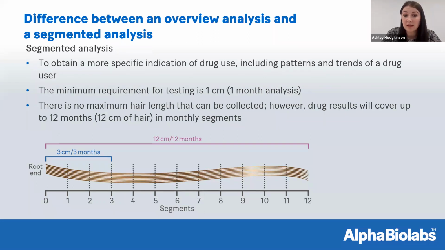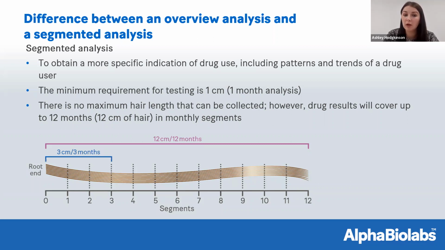So this is what a segmented test looks like. We've used the same graph so that hopefully this makes sense compared to the previous slide. So here is a hair sample measuring 12 centimeters, covering 12 months. If you'd opted for this segmented rather than an overview, you would get 12 individual results on your report, 1 representing each month. So 12 individual results, 1 for each centimetre, 1 for each month.